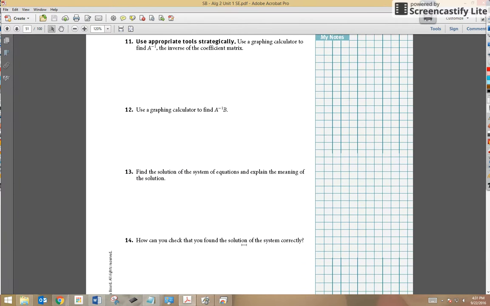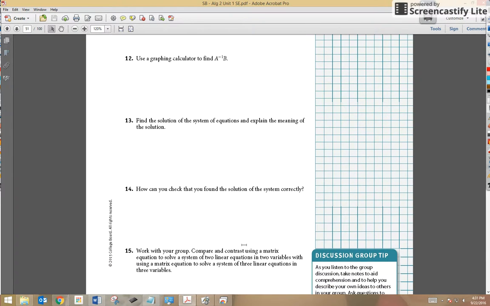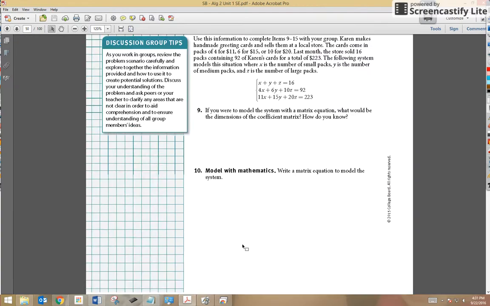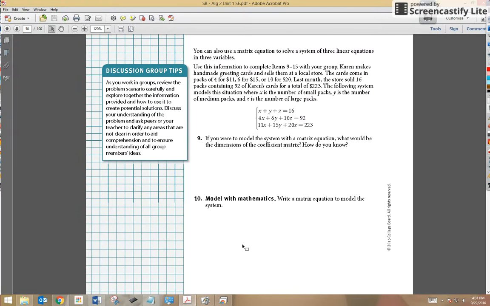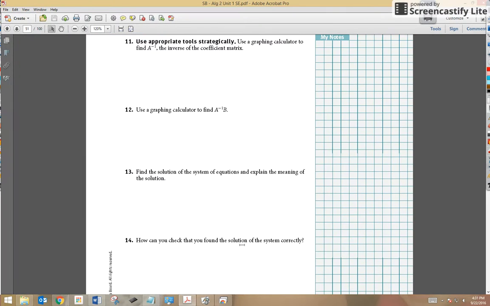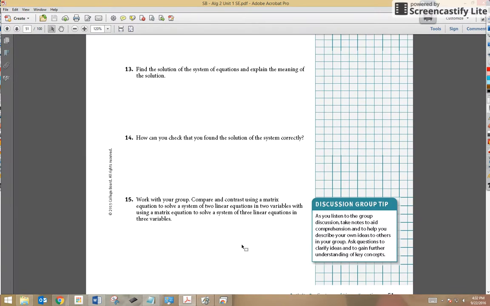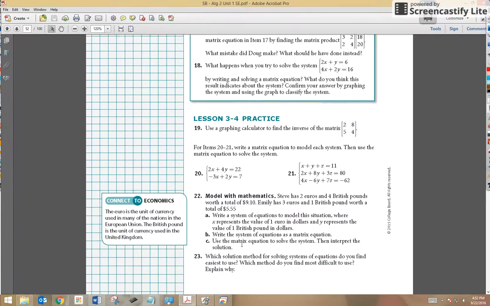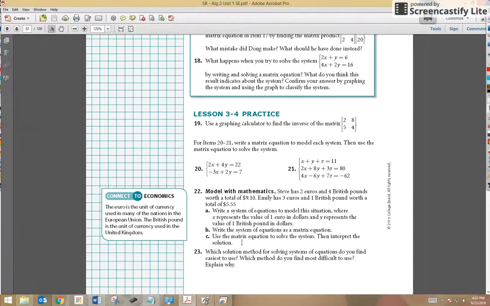And so you have quite a few questions there about this system of equations. It is representing a real world problem. See if you can make sense of that and answer these questions based on what we've seen there. And then do the lesson practice.